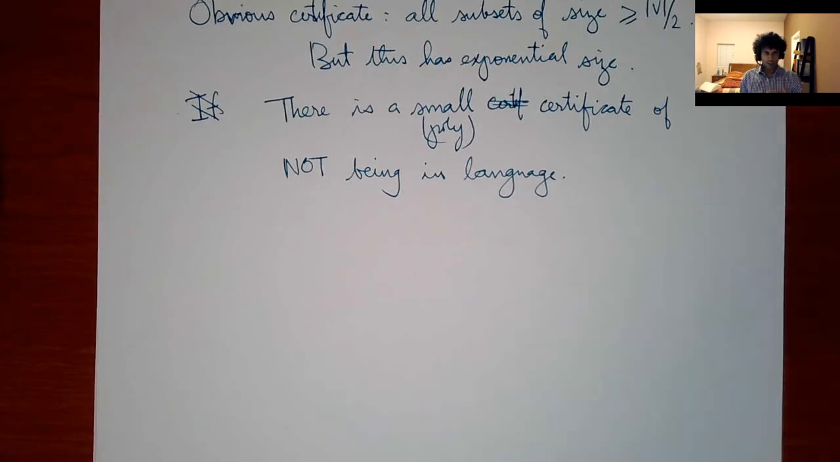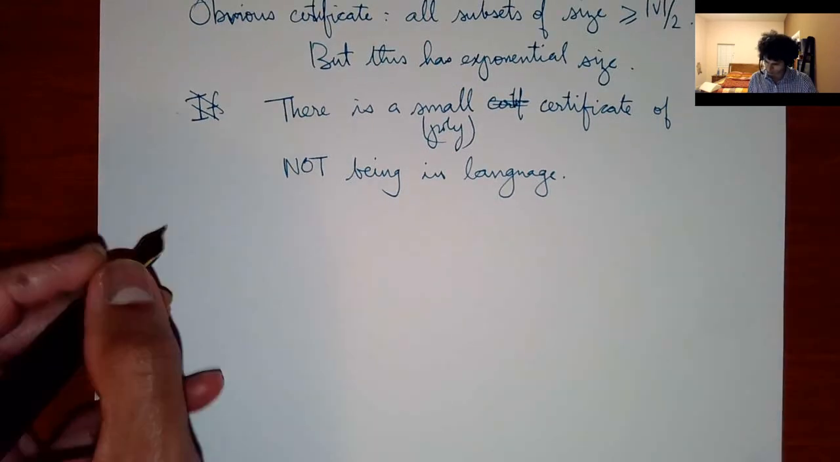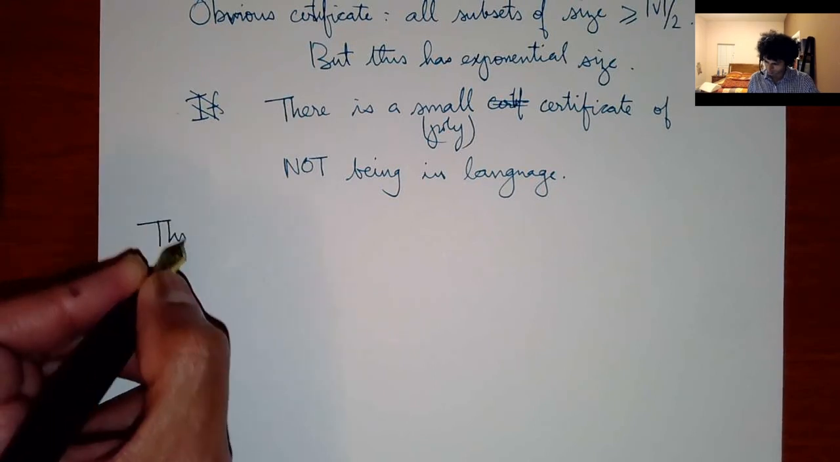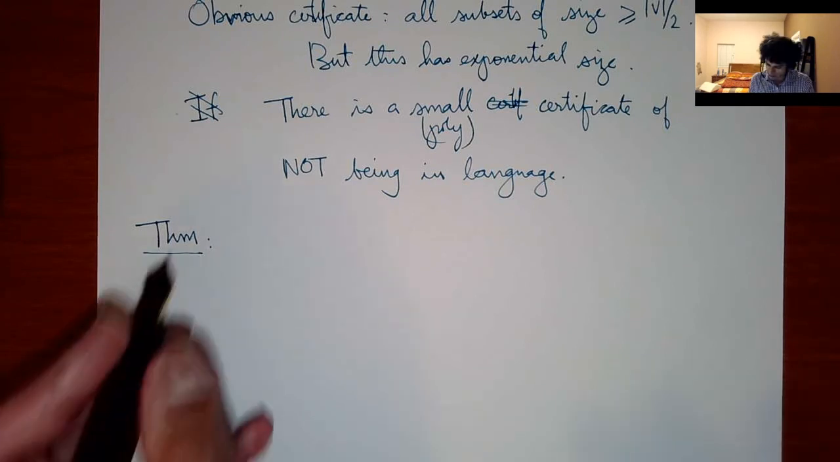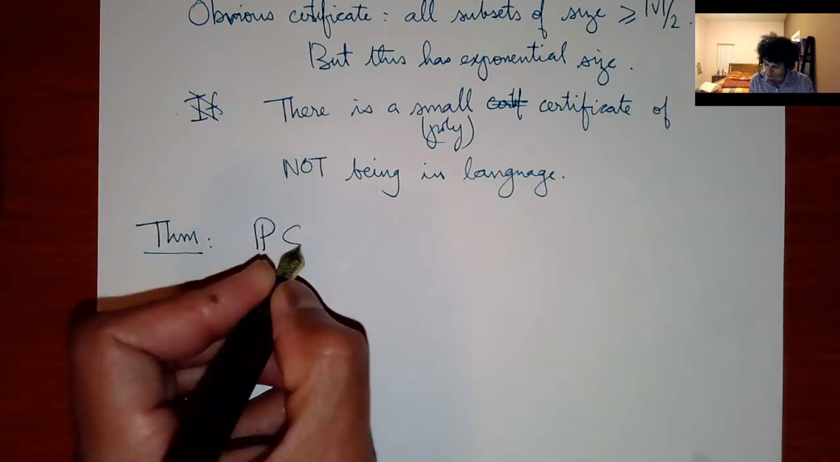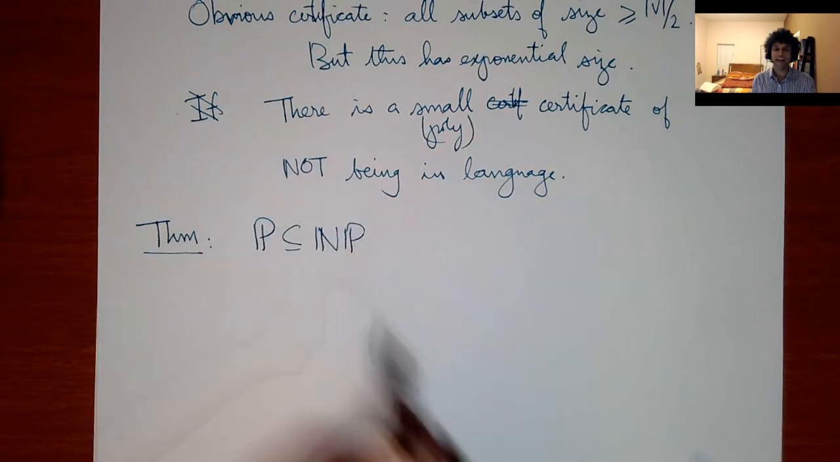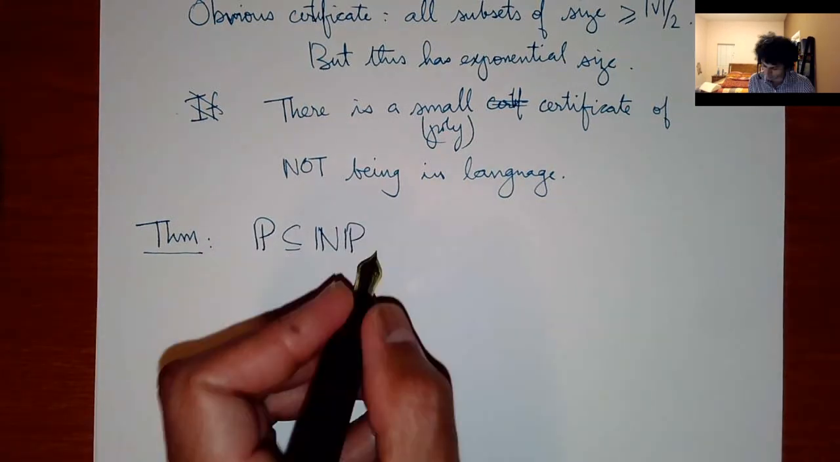So I want to say a few things and then take a break and maybe answer more questions. I want to state a theorem because it's not immediately obvious. It's not hard to prove, but it's a useful exercise that P is a subset of NP.